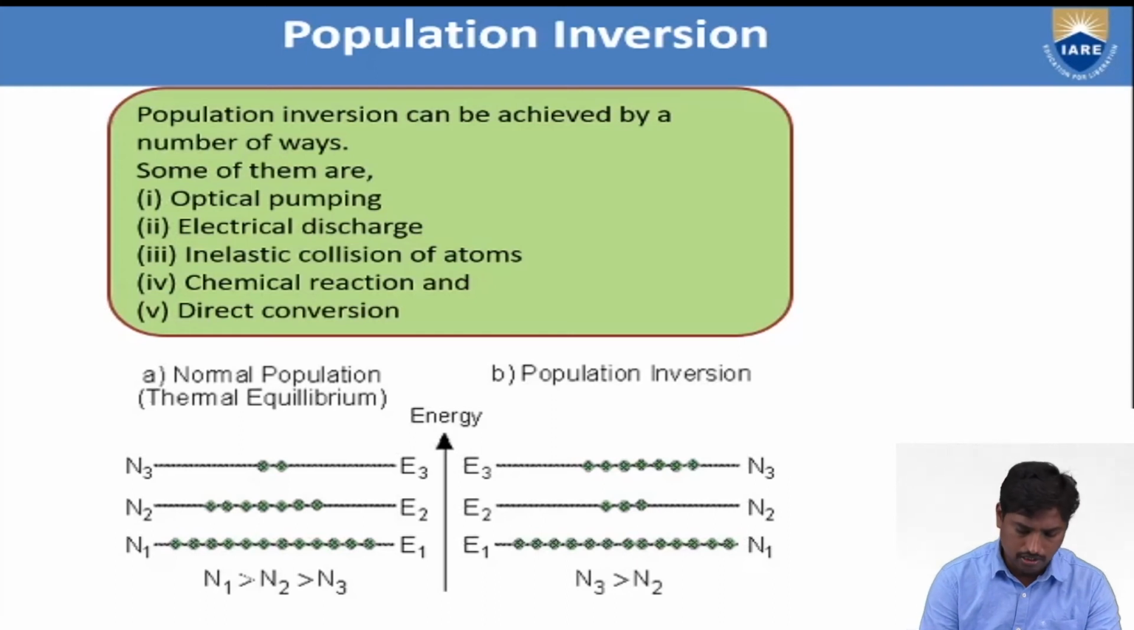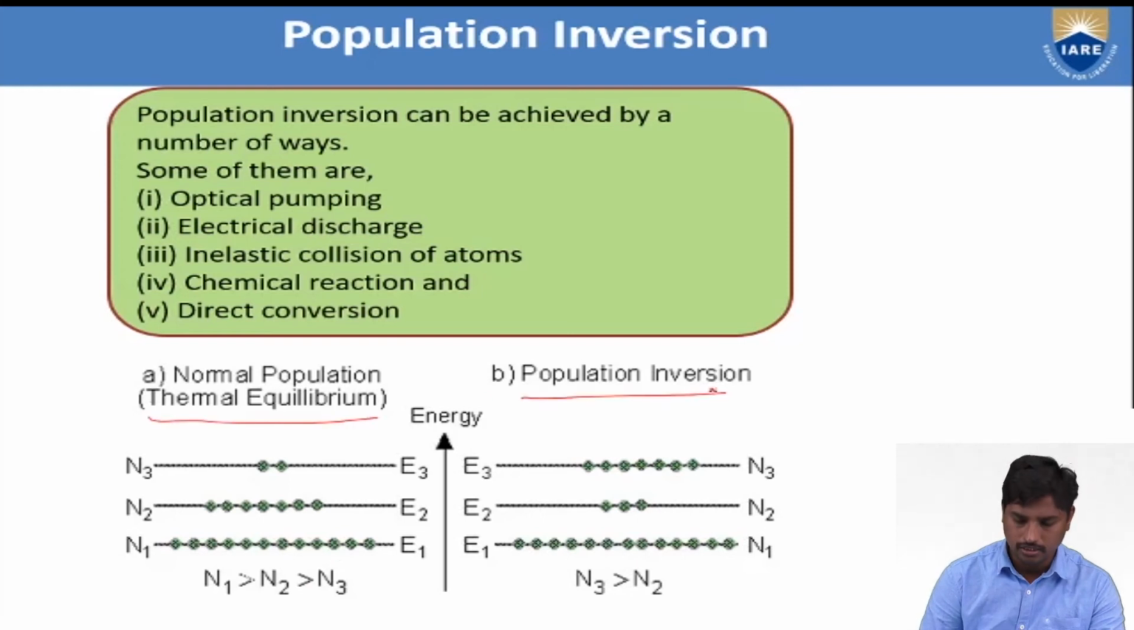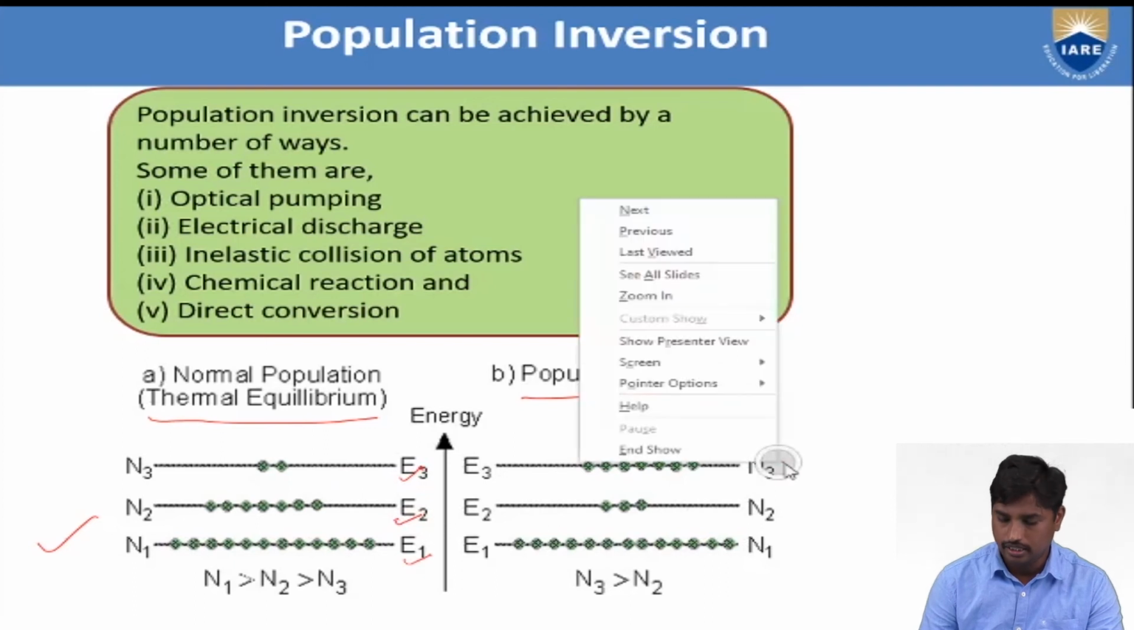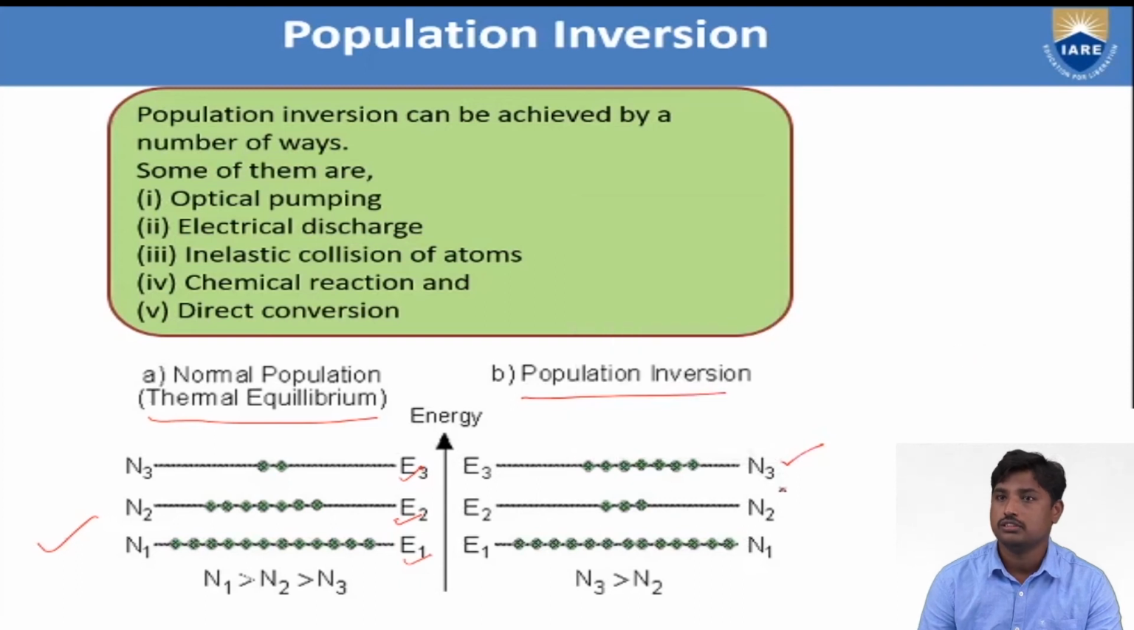This is the normal population at thermal equilibrium. The first diagram represents the normal population. When you observe the normal population, N1, the number of atoms in the ground state E1, is greater than E2, and E2 is greater than E3. When you observe the second diagram, N3, the number of atoms in the E3 energy state, is greater than N2. That means the population is inverted. This is called population inversion.